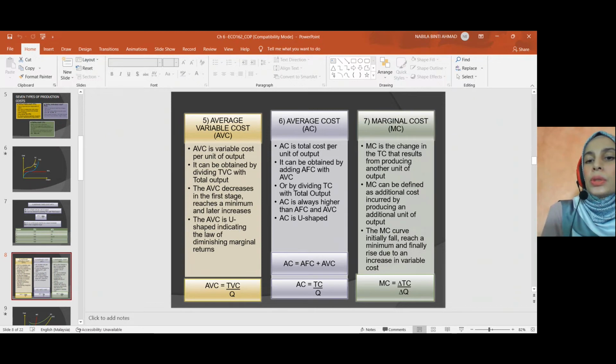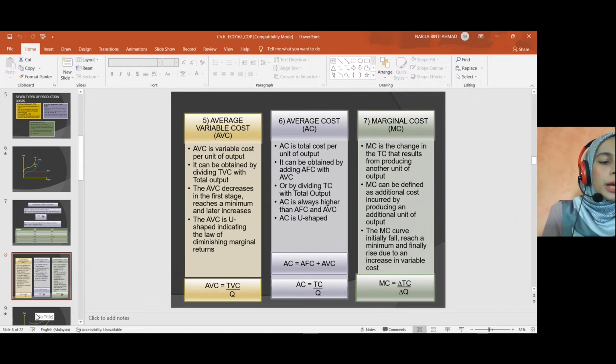Average cost pula adalah total cost per unit of output. Kita boleh dapatkannya dengan dua cara. Satu, kita ambil average fixed cost plus average variable cost. Satu lagi, total cost divided by quantity and it is also U-shaped. Okay, and marginal cost pula is the change in total cost that results from producing another unit of output. Bagaimana nak dapatkan marginal cost? Change in total cost divided by change in quantity.